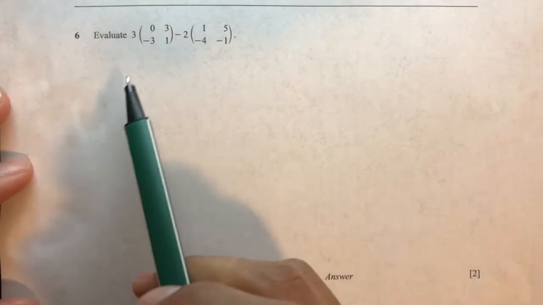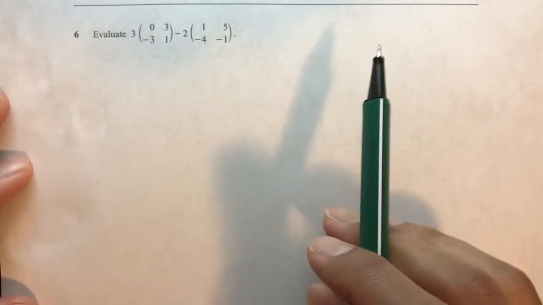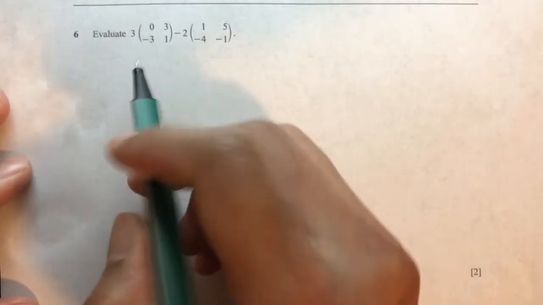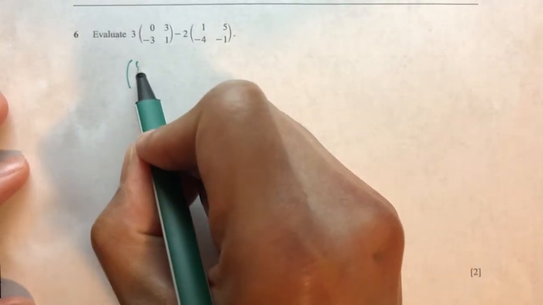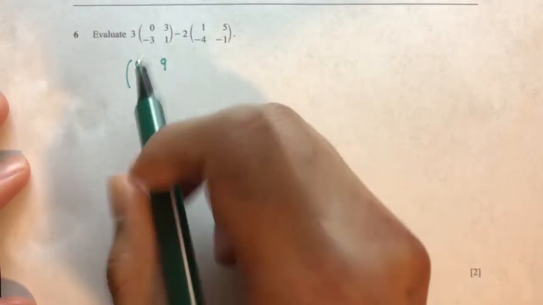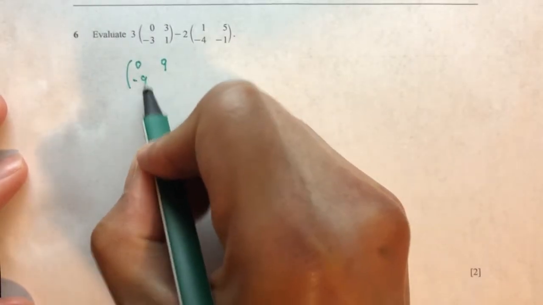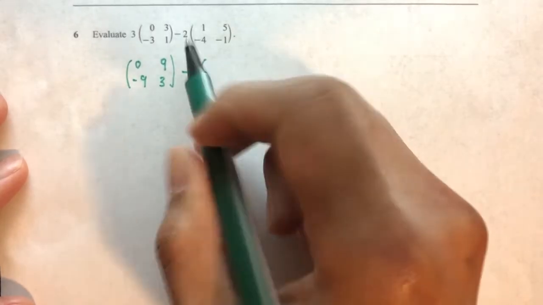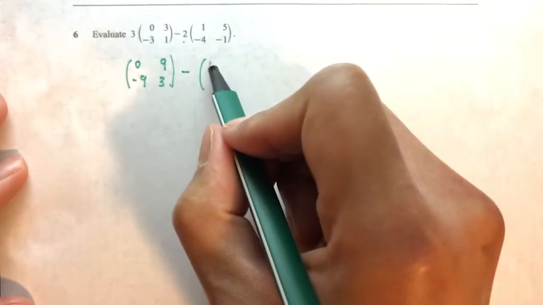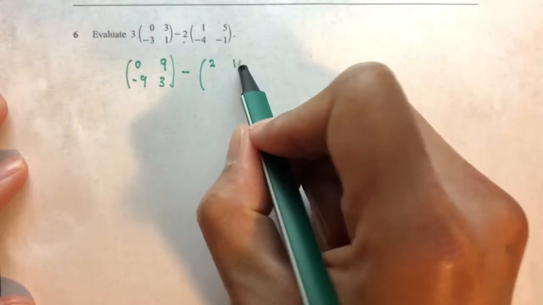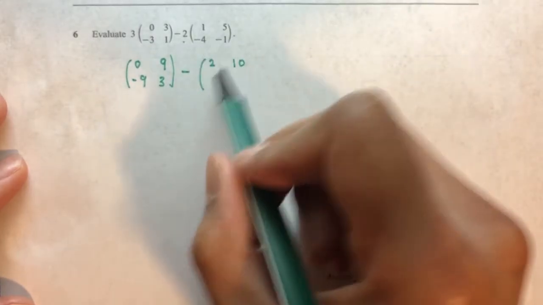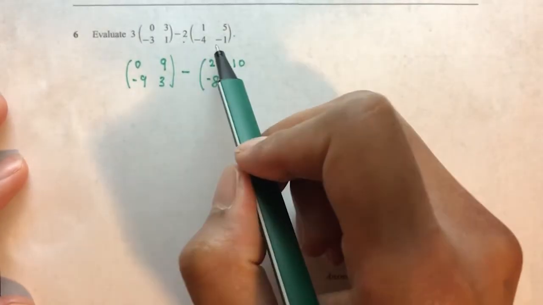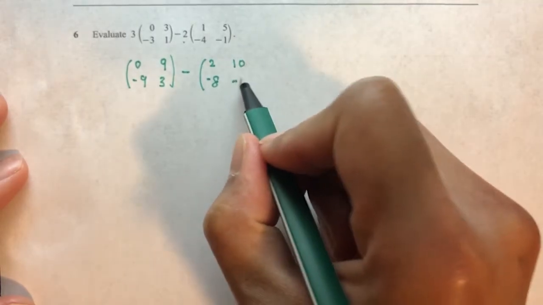Question number 6, we have the subtraction of matrices. So we first bring the 3 inside. So 3 times 0 is 0, 3 times 3 is 9, 3 times minus 3 is minus 9, 3 times 1 is 3, minus. Bring the 2 inside, it will become 2 times 1 will be 2, 2 times 5 is 10, 2 times minus 4 is minus 8, 2 times minus 1 will be minus 2.